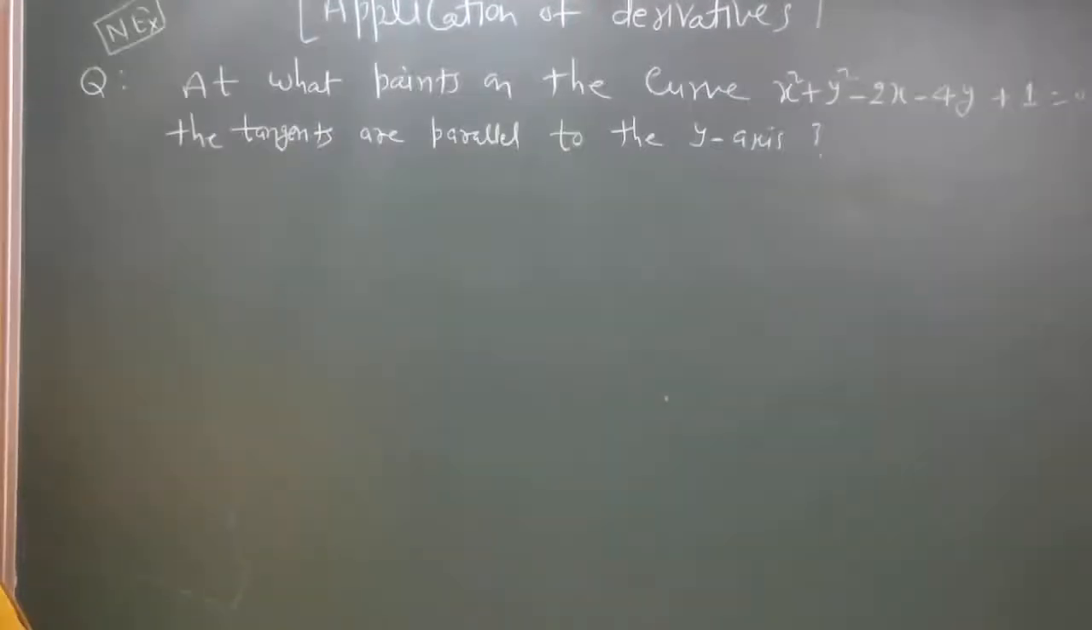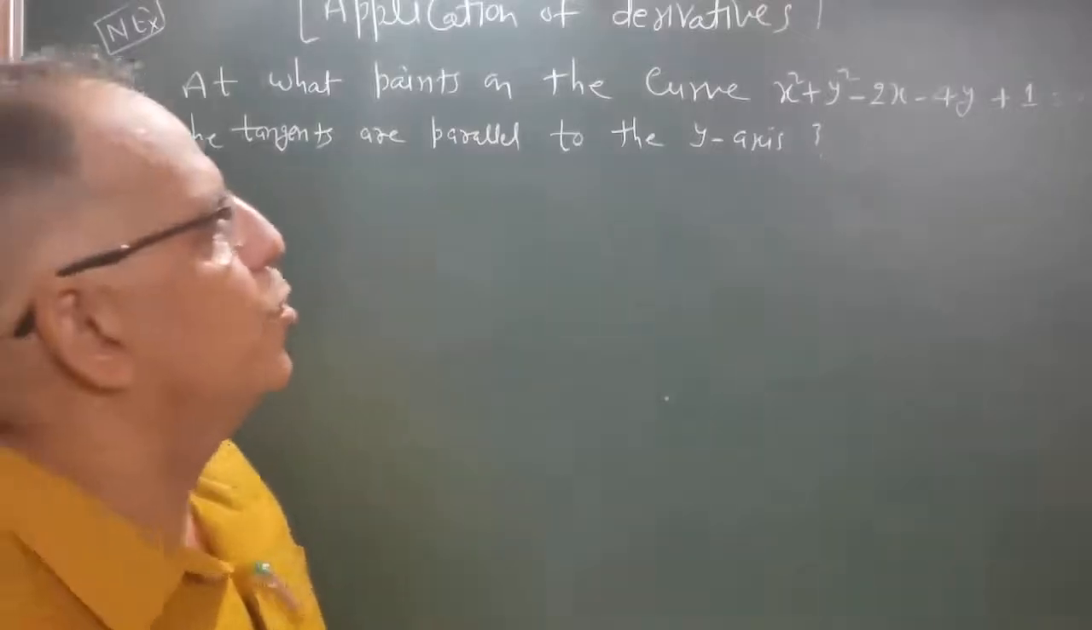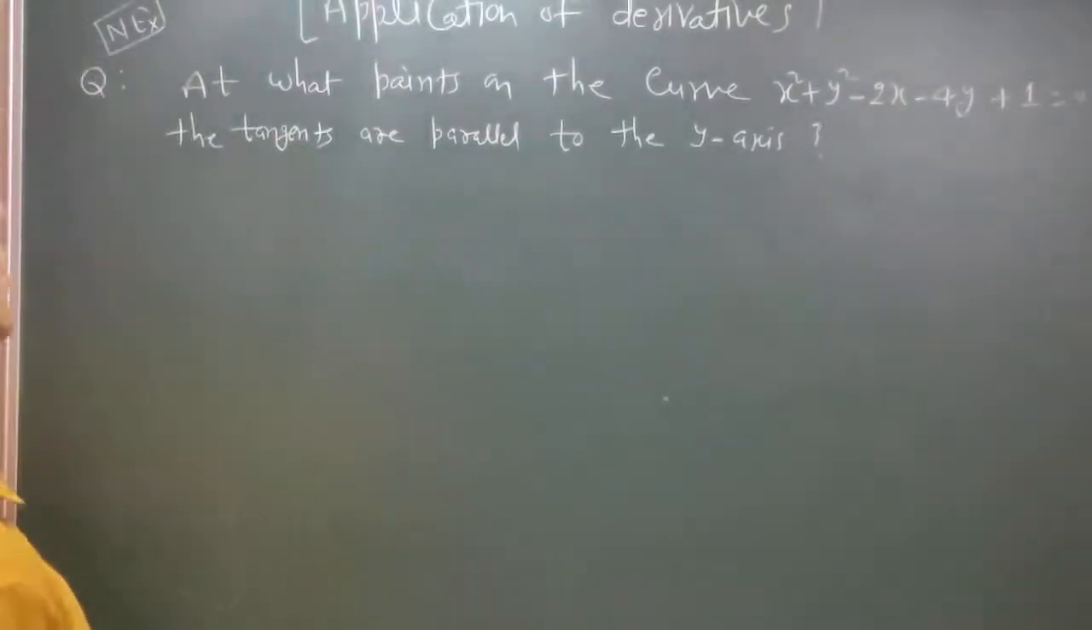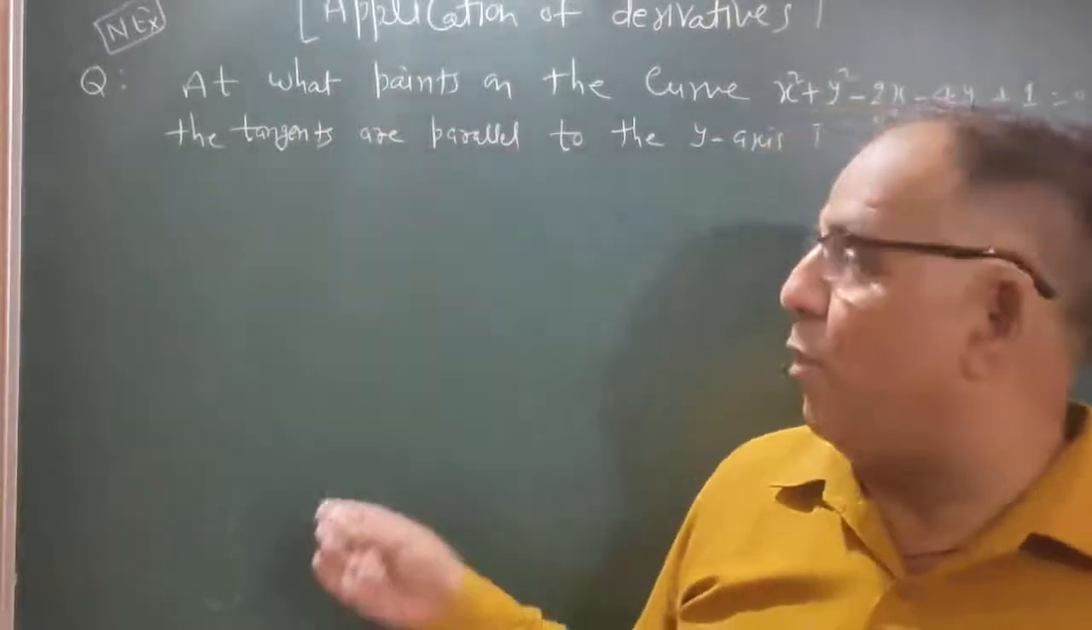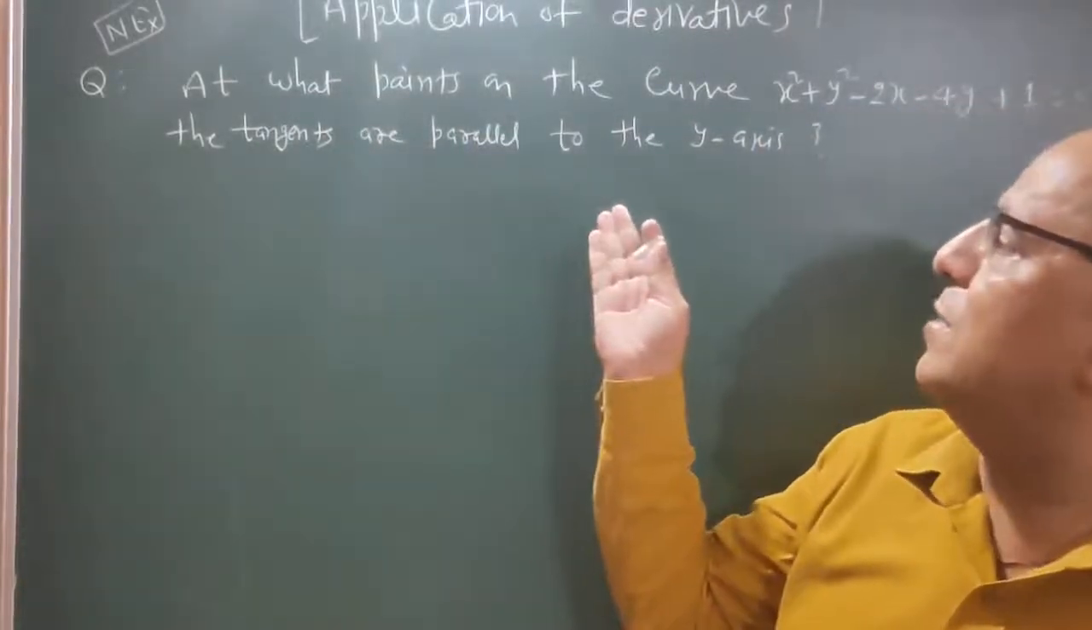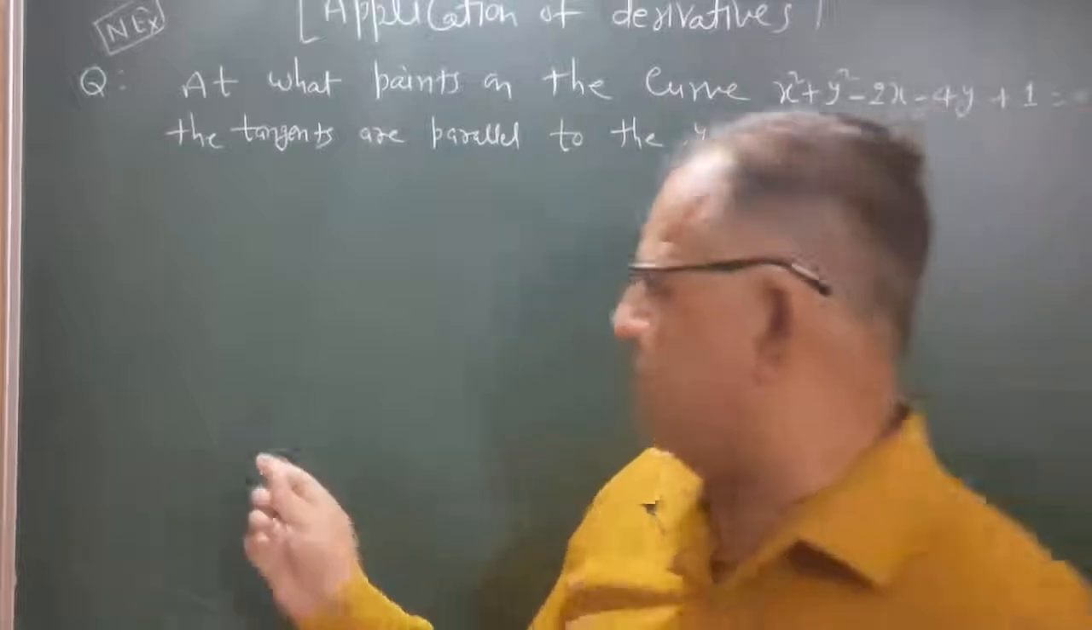Now I am taking one more question from NCERT Exemplar. At what points on the curve x² + y² - 2x - 4y + 1 = 0 are the tangents parallel to the y-axis? So in this question we want to find the points where the tangents are parallel to the y-axis.